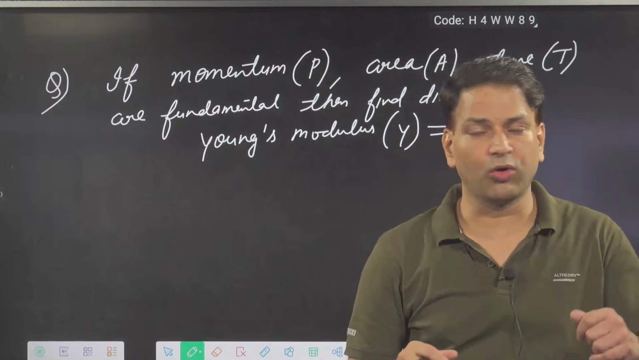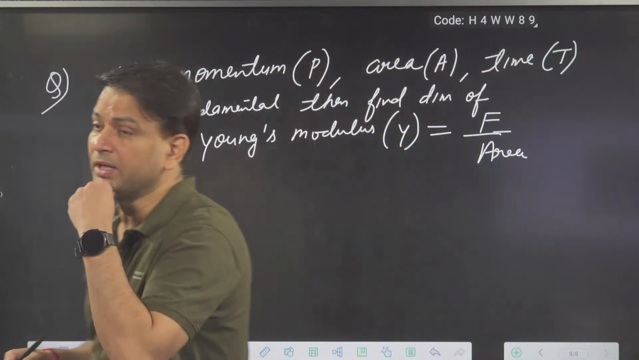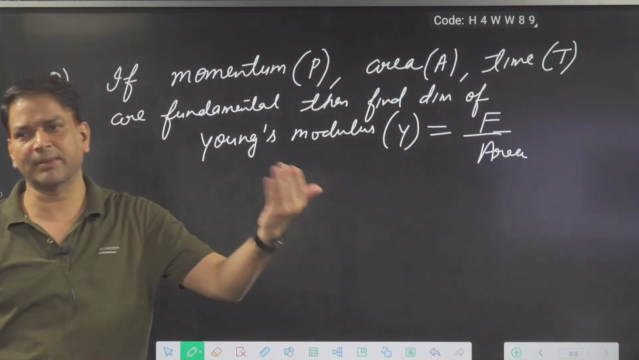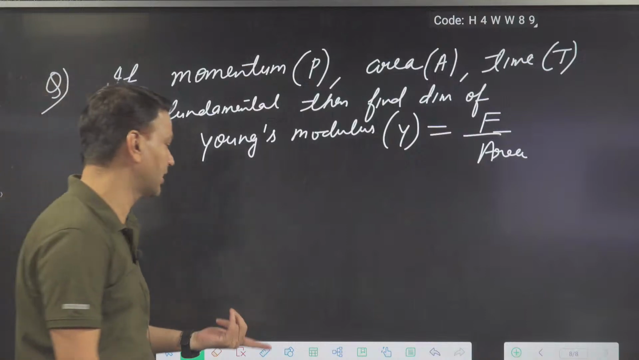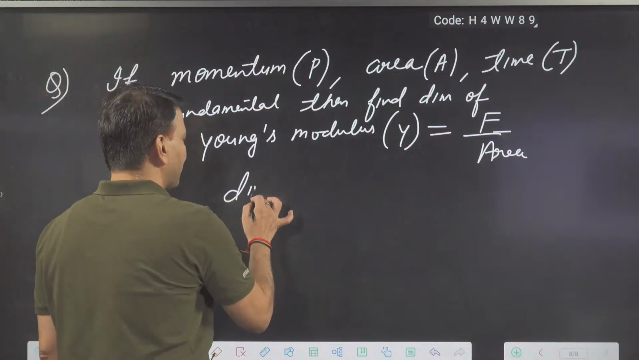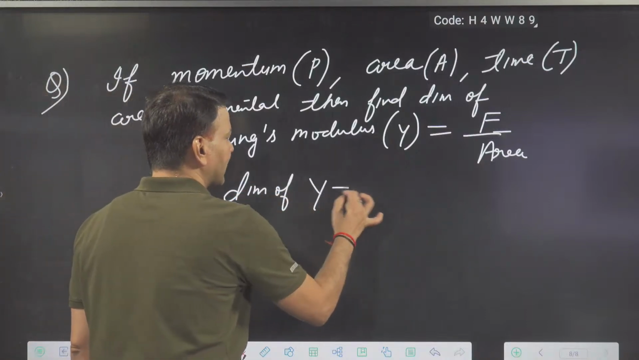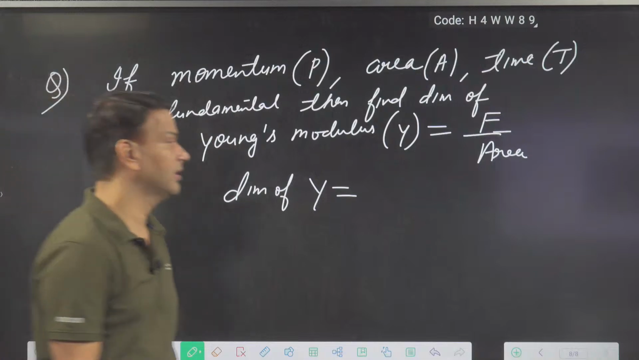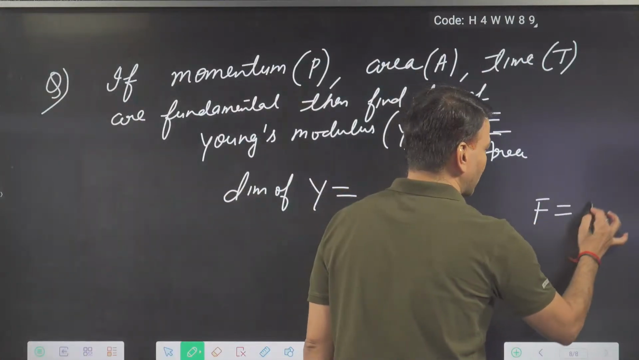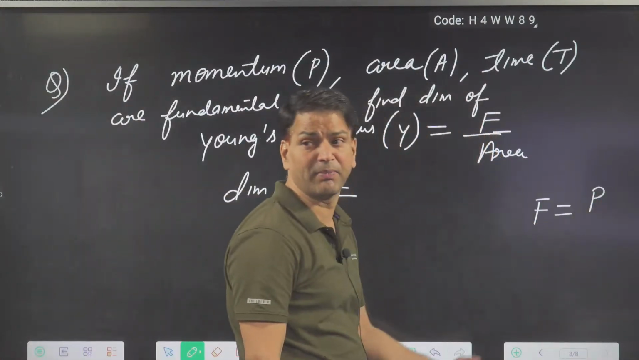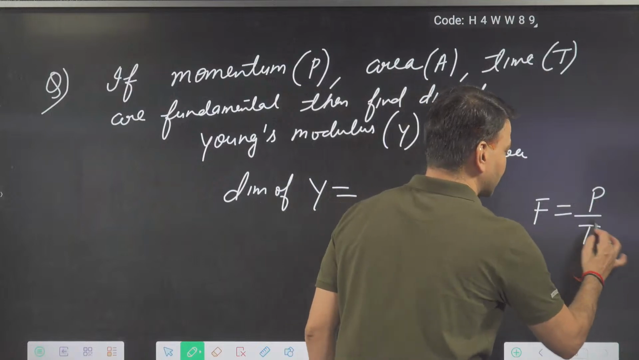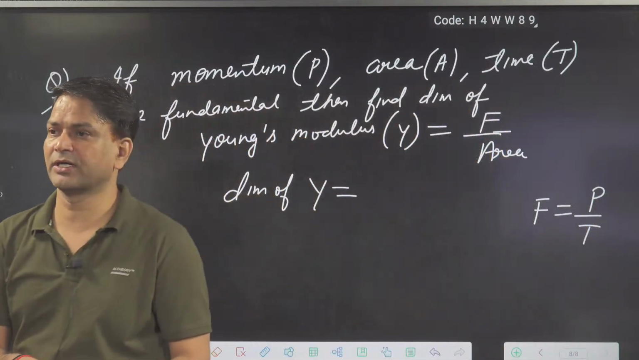So force is equal to what? Change in momentum per unit time. Now change in momentum and momentum have the same dimension. Then now directly I got the answer. Dimension of Young's modulus, I can say what? Force is equal to rate of change of linear momentum dp by dt. So that is P by T. P is fundamental, T is fundamental.